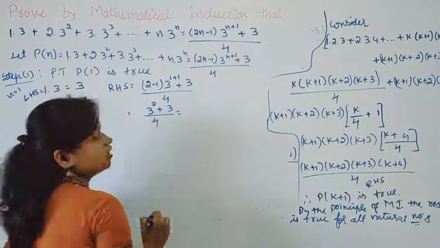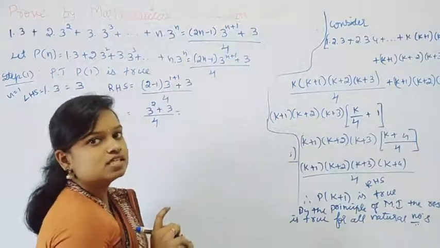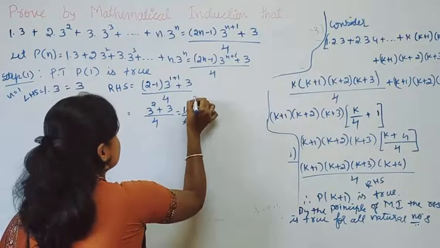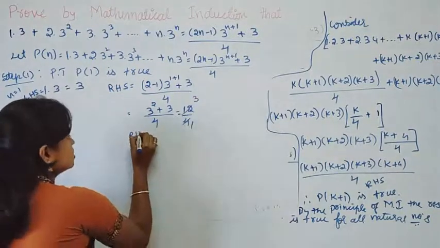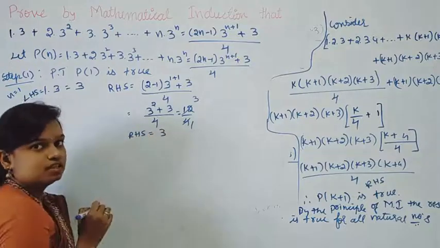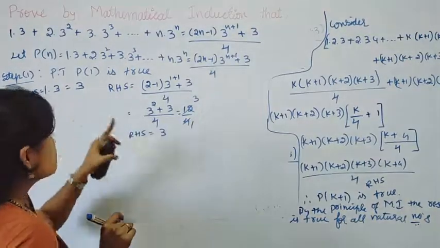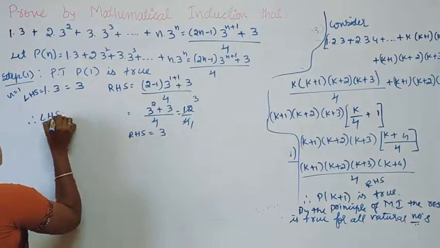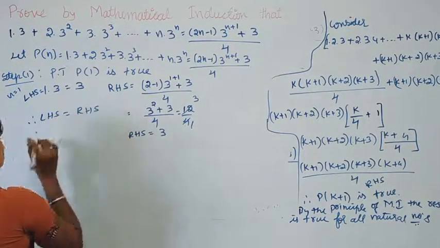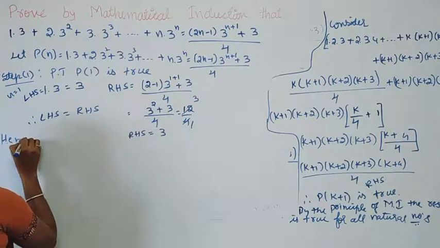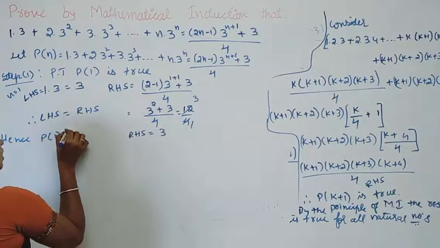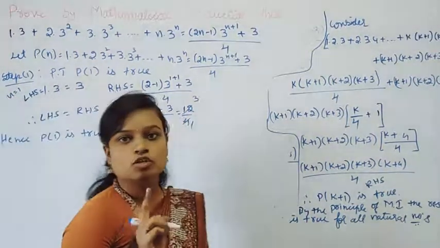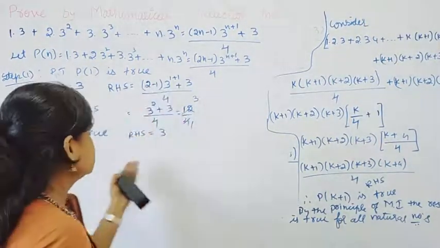That is equal to 3 square is 9. 9 plus 3 is 12. Divide by 4. So 4 1s are 4, 4 3s are 12. So RHS is also equal to what? 3. So observe that both LHS and RHS are equal to 3. So therefore LHS is equal to RHS. So the conclusion is hence P of 1 is true. So the given statement is true when n is equal to 1. Understand? So this is step 1.